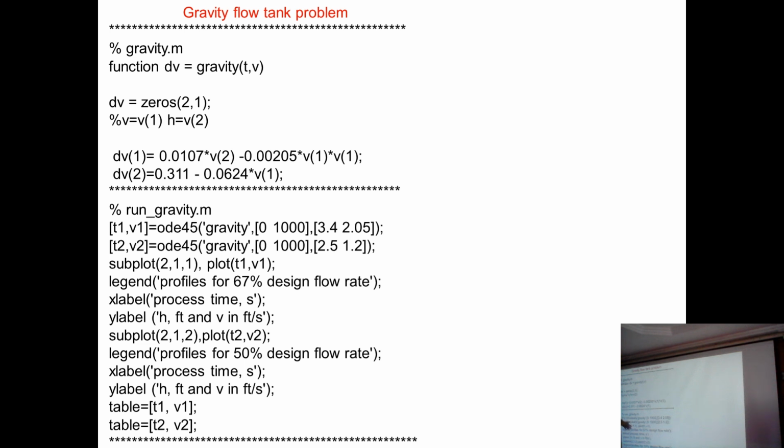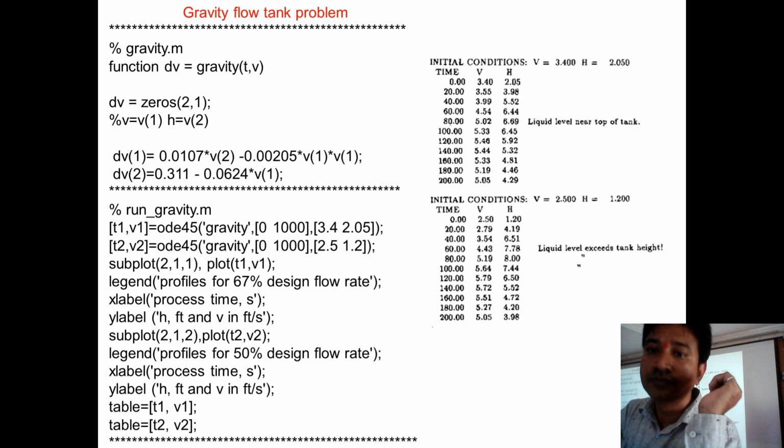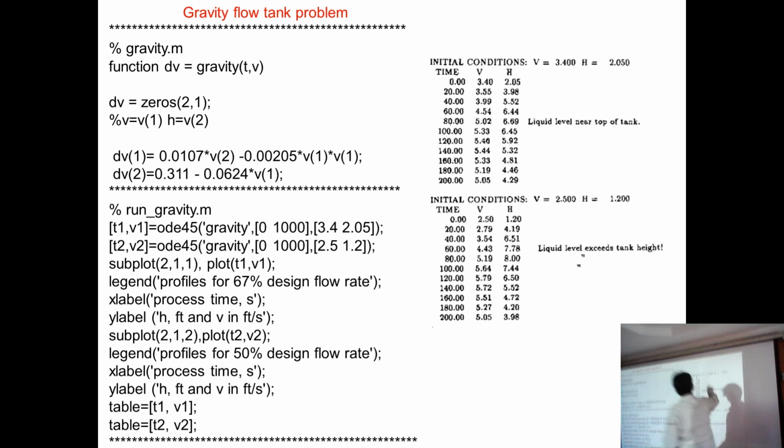Now I open another M file and I am trying to use ODE45, T1 V1, T2 V2. Why I have written two ODE45 calls is because there will be two initial conditions given in the Luyben textbook. If you understand the gravity flow tank, he has given the simulation for a 50% design flow rate and a 67% design flow rate. These are two conditions given in the Luyben textbook.